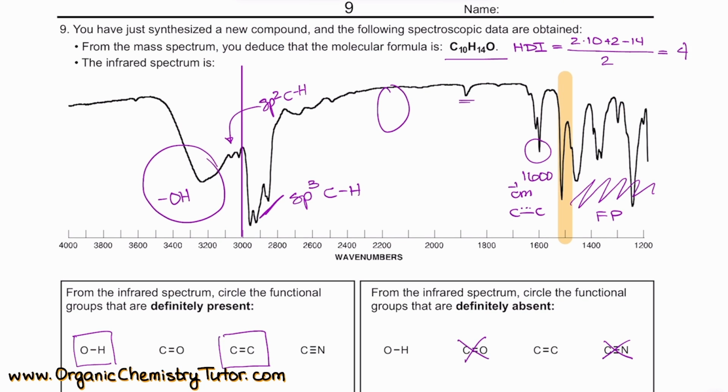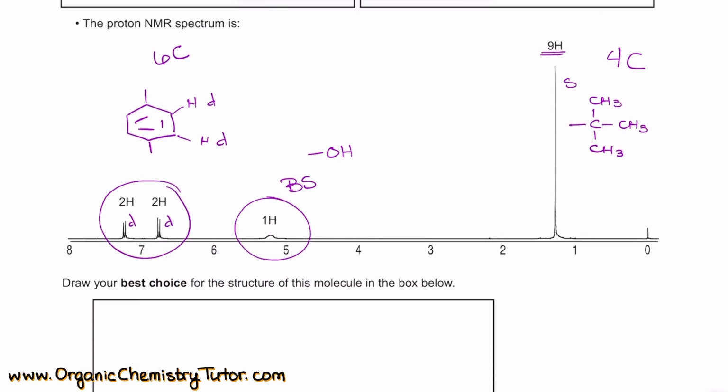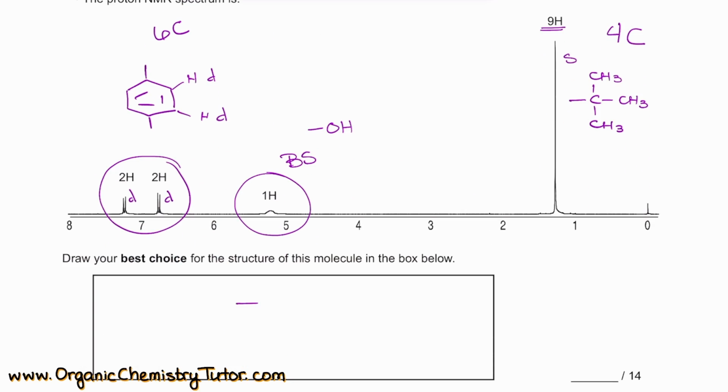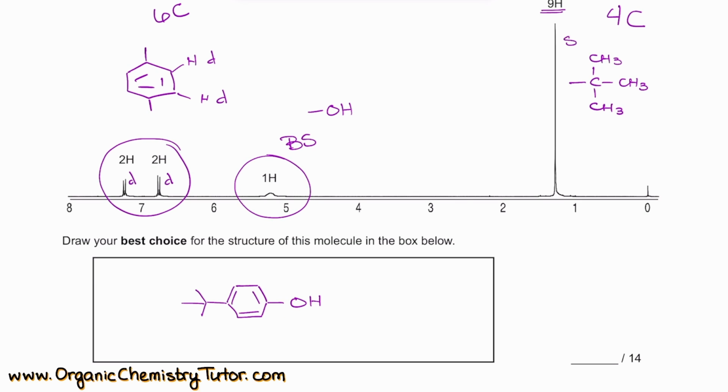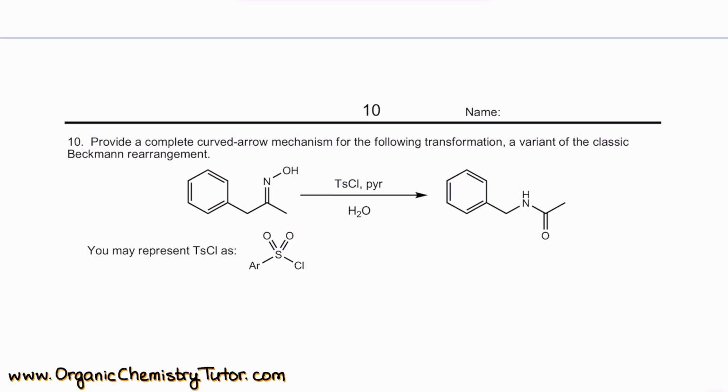I remind you that our molecular formula is C10H14O. 6 carbons for the aromatic ring, 4 carbons for the tert-butyl accounts for all carbons in our molecule, plus 1 oxygen for the OH, so we know all the bits and pieces, which means that our molecule is going to be an aromatic ring over here with the OH group on one end, and we are going to have a tert-butyl on the other end, like that. Alright, so moving on to the next page.